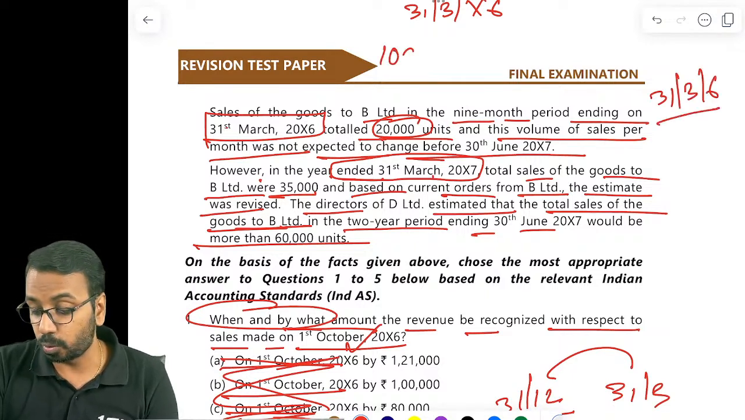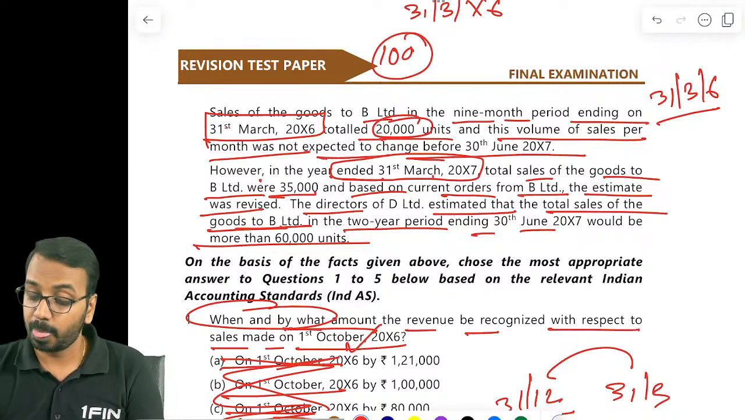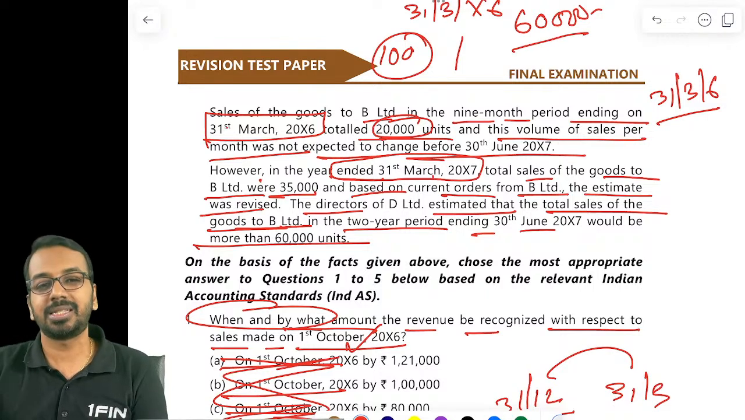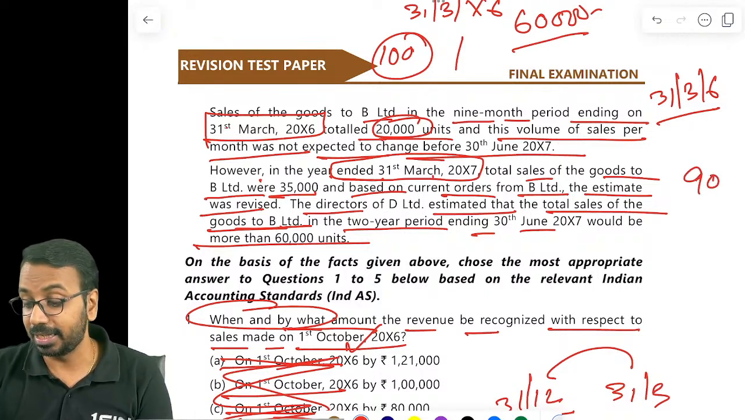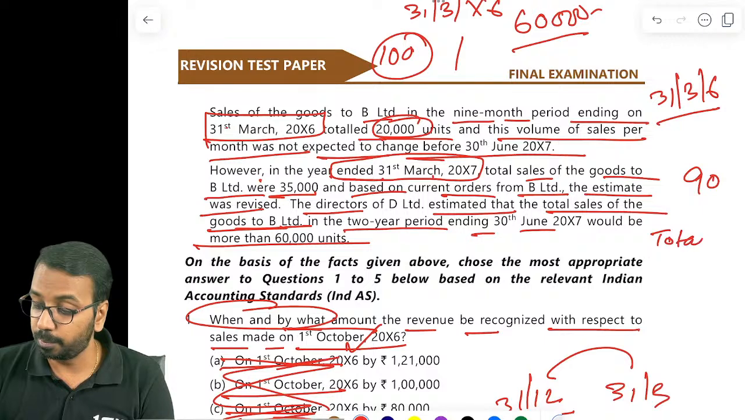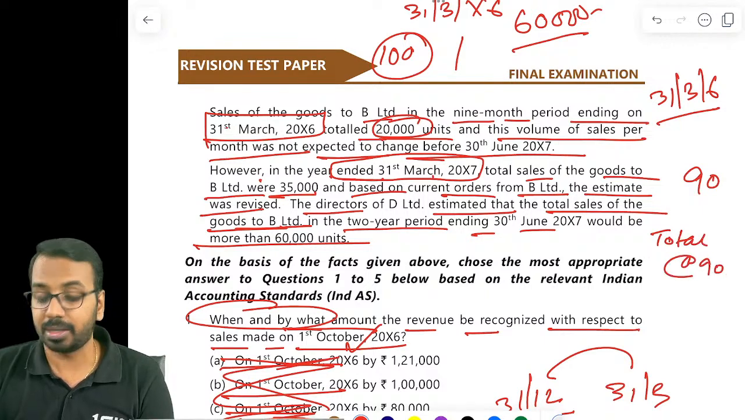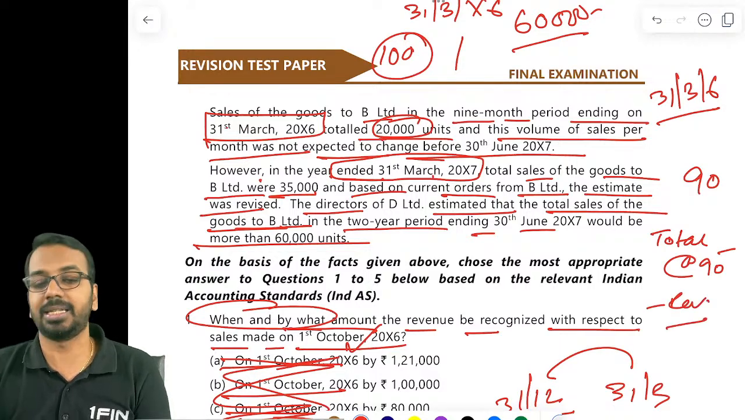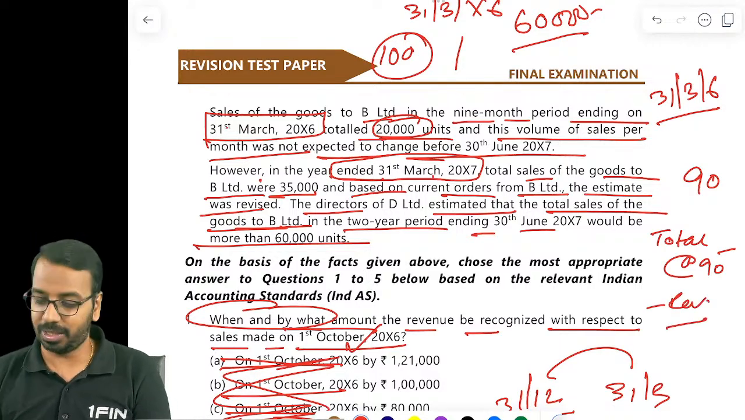So whatever we have sold at 100 will be the revenue. And for the next period, it will exceed 60,000. If it exceeds 60,000, what is the price? 90. So what will you do? Total revenue considering 90, that will be the total revenue minus revenue already recognized. The difference you will recognize in the current period. Okay.